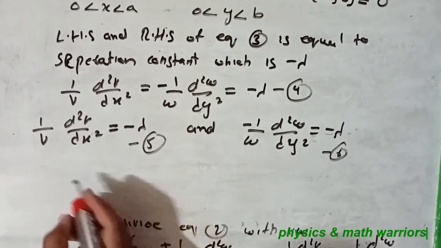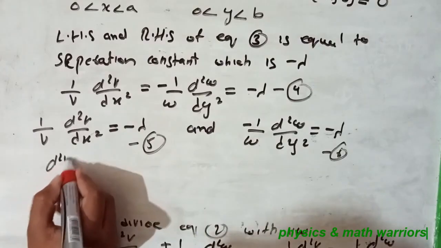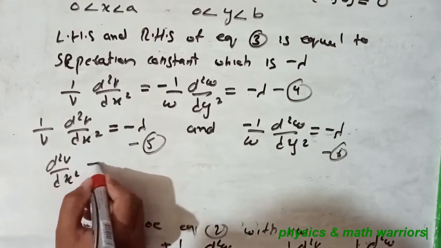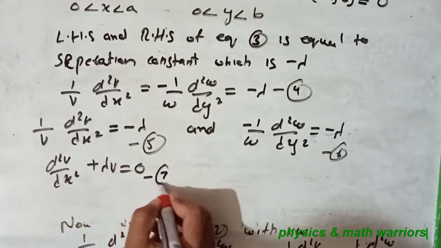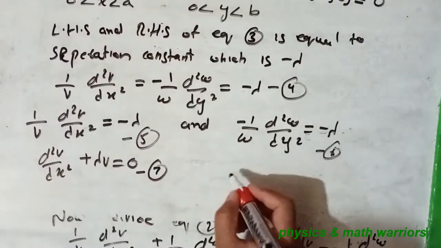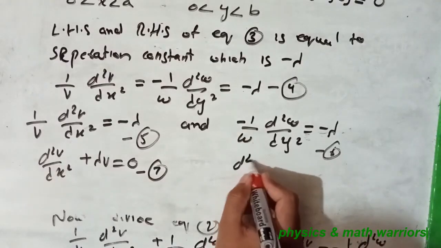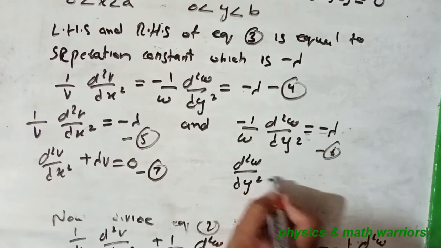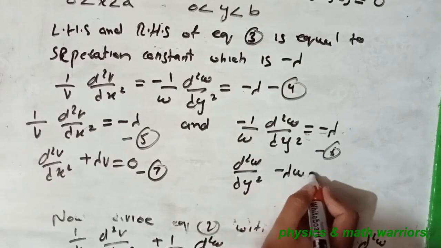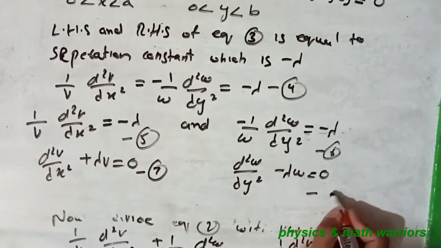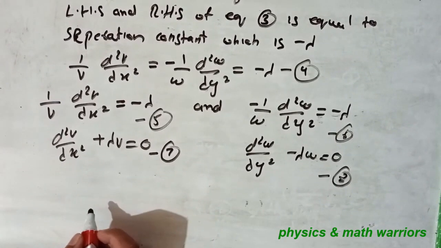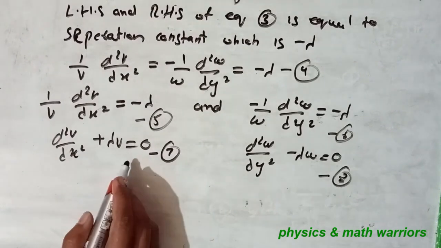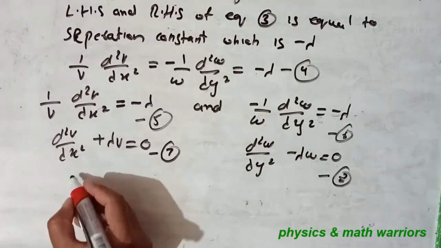Equation 5 can also be written as d square v over dx square plus lambda v is equal to 0. This is equation number 7. And equation 6 can also be written as d square omega over dy square minus lambda omega is equal to 0. This is equation number 8. Now we will find the boundary condition for equation 7 and equation 8.